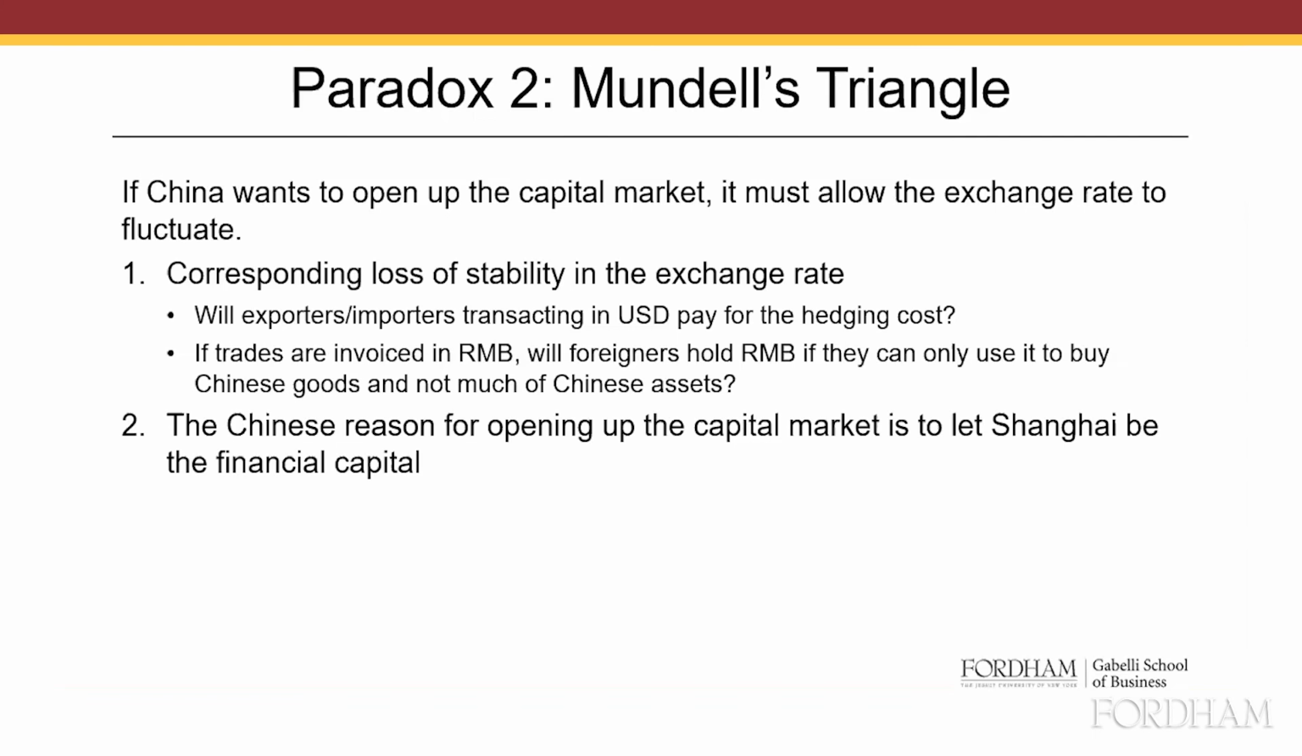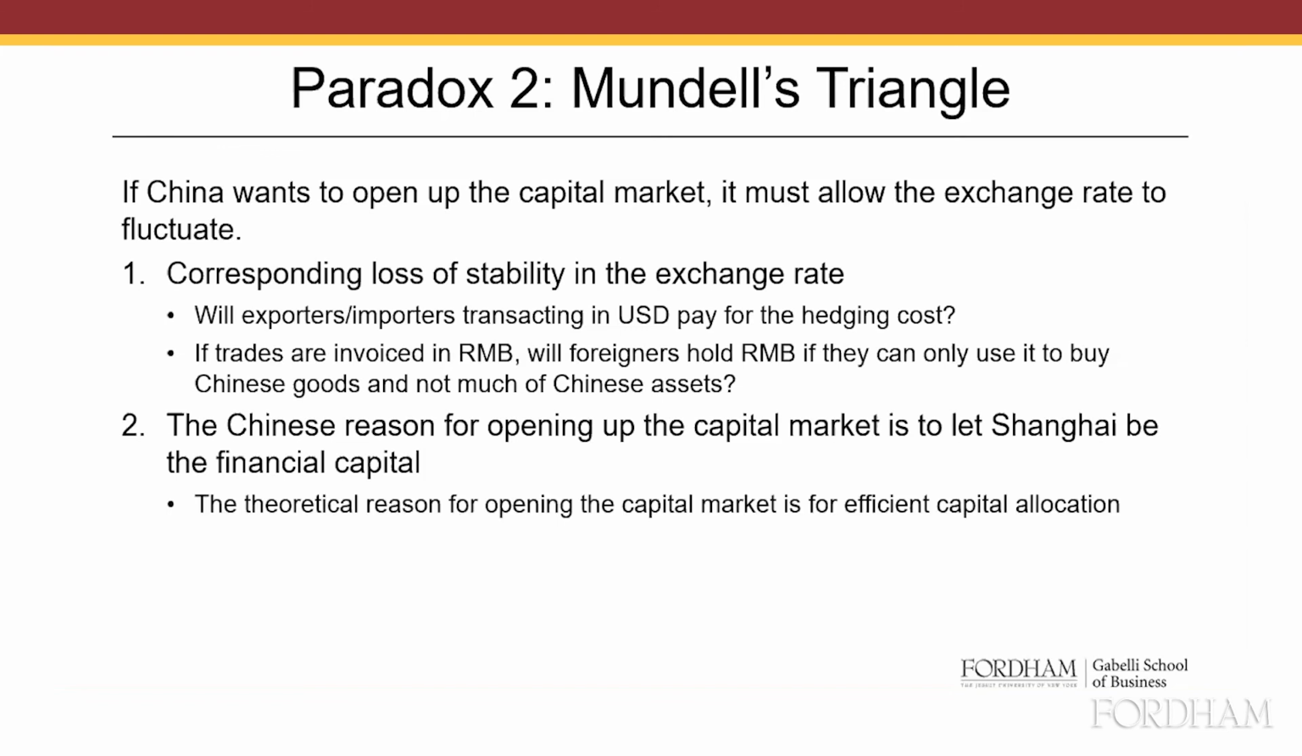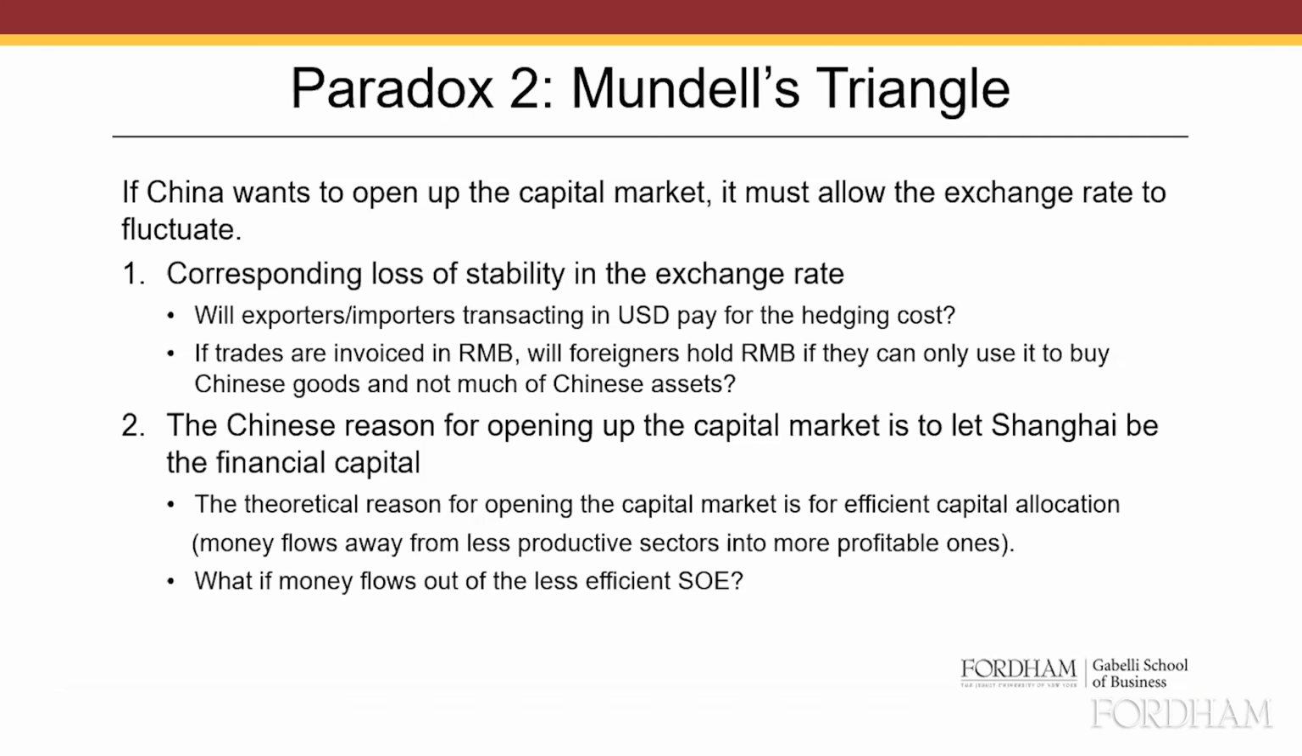The Chinese reason for opening up the capital market is to let Shanghai be the global financial capital. The theoretical reason here for opening the market is for efficient capital allocation. This means money flows away from the less productive sector into the more profitable ones. What if money flows out from the less efficient state-owned enterprises? What happens if these SOEs have to fire workers or close down?